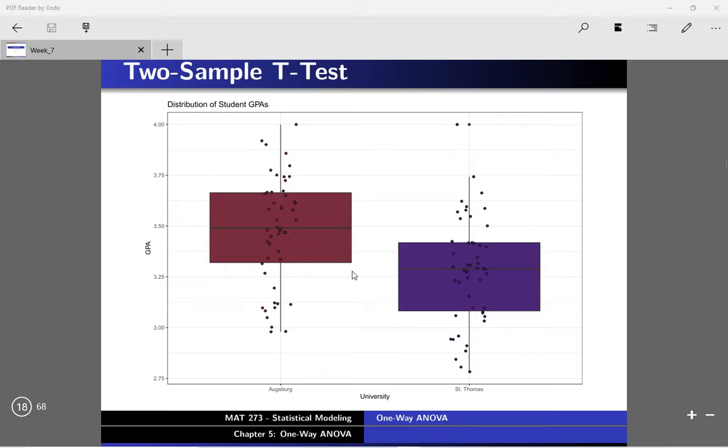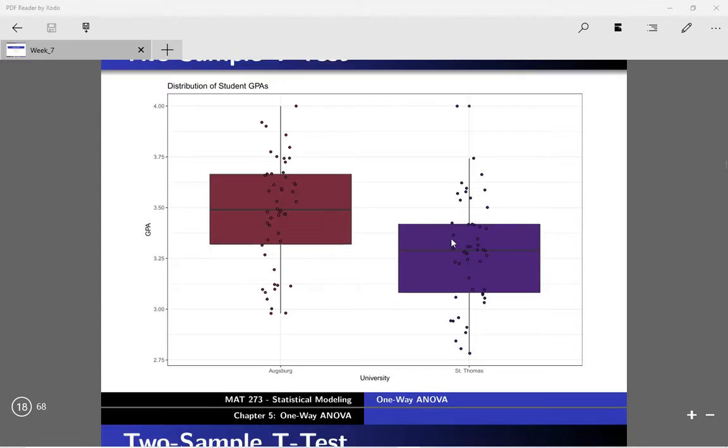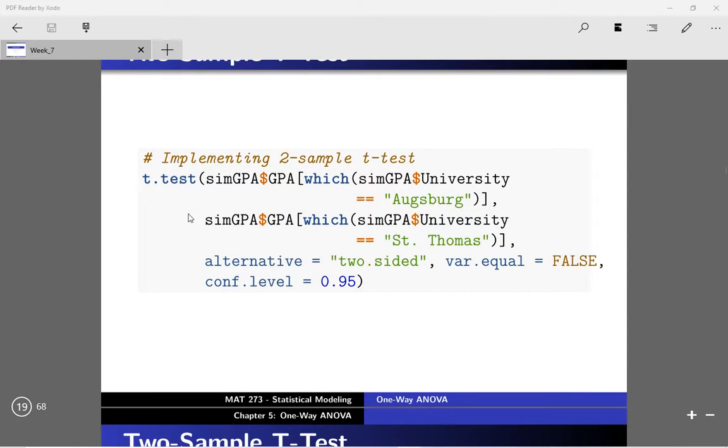So yeah, what we can do with a t-test is if we have these GPAs for each student, which is a quantitative response, we can say, do Augsburg students on average have a higher GPA than St. Thomas students? So that's a question we can answer with a 2-sample t-test. Based on the plot, it looks like it. They're higher a little bit on average, but we can formally test this with a hypothesis test. So we're going to use this t.test function in R. So this is good to understand this slide here, how to do a t-test.